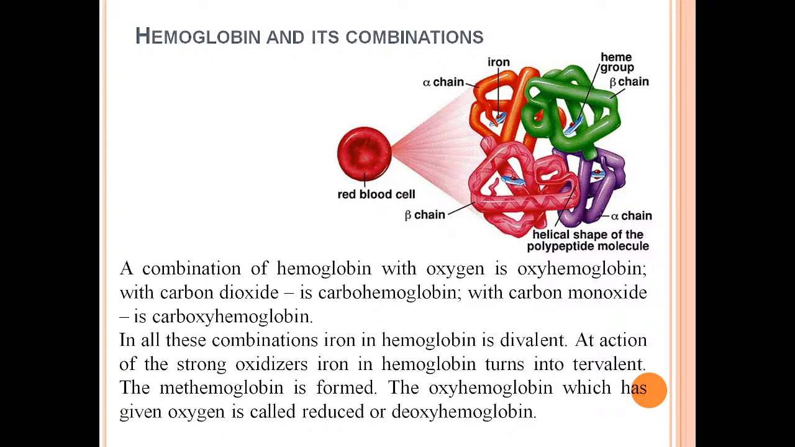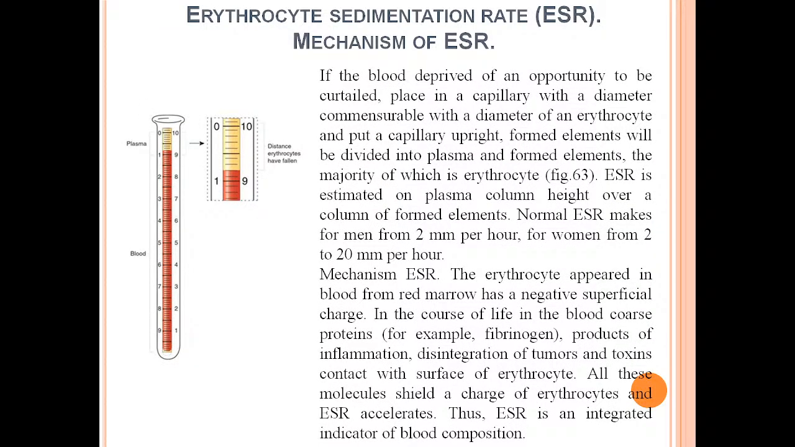Next question, erythrocyte sedimentation rate, ESR, mechanism of ESR. Blood deprived of an opportunity to clot is placed in a capillary with a diameter commensurable with a diameter of an erythrocyte and kept in the capillary upright. Formed elements will be divided into plasma and formed elements, the most of which is erythrocytes. ESR is estimated on plasma column height over a column of formed elements.